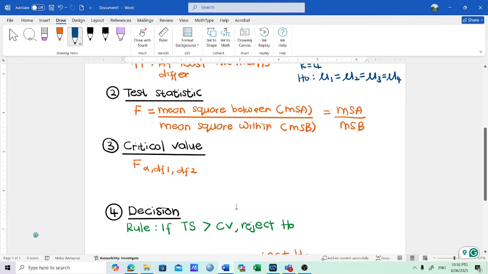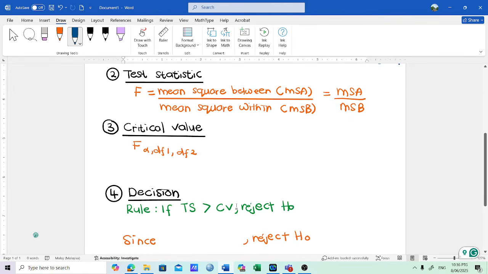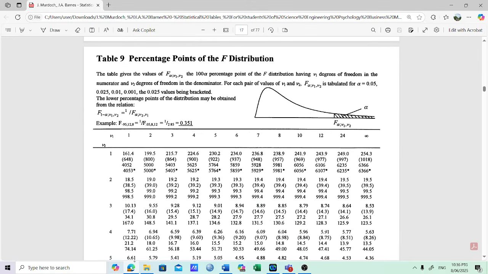The third step is the critical value. For ANOVA, you need to refer to table number 9. For the critical value, we use F, alpha, degree of freedom number 1 and degree of freedom number 2. So how to read table 9? Let's say this is table 9, the F table. This is the F1 and this is the F2.